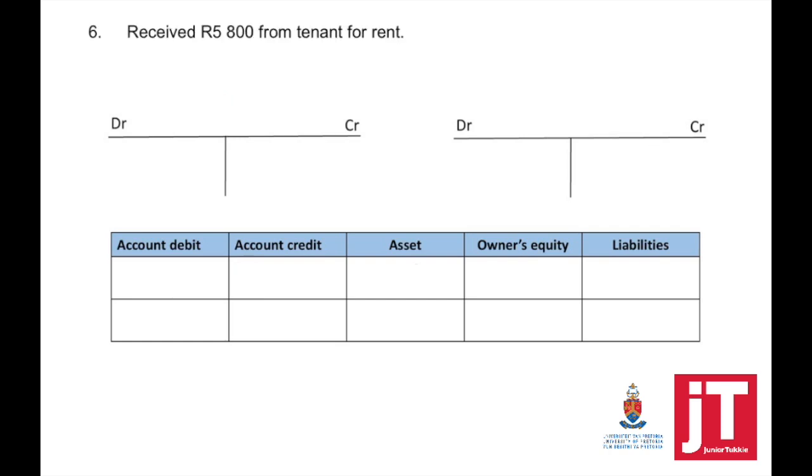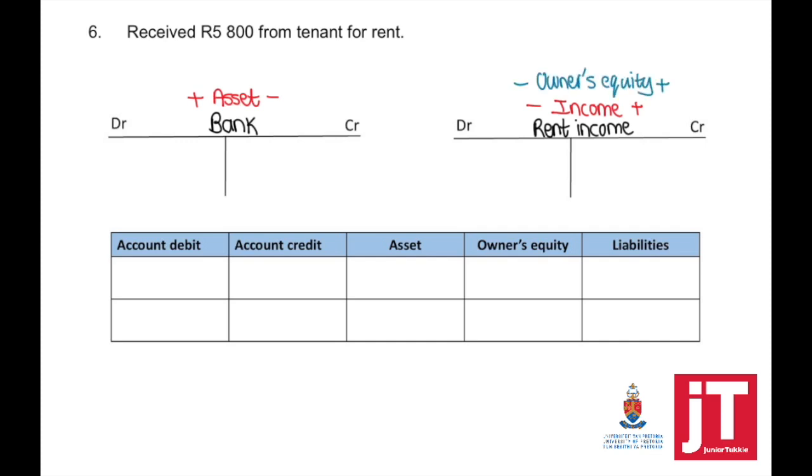Transaction number 6. Received 5,800 from tenant for rent. This means that the business received money. Bank is involved. Why did the business receive money? Because of rent income. Bank is regarded as an asset, rent income, but we need to show the effect on the owner's equity. When the business receives money, bank will be debited, account credited, rent income. Our income will increase on the credit side.